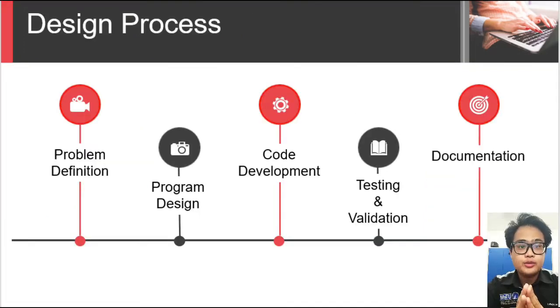Next slide, I'm going to present our design process. First, we go to problem definition. Second, we design our program. Third, we develop our code. And fourth, we test if it's valid or not. And lastly, we document all our process in designing this code.